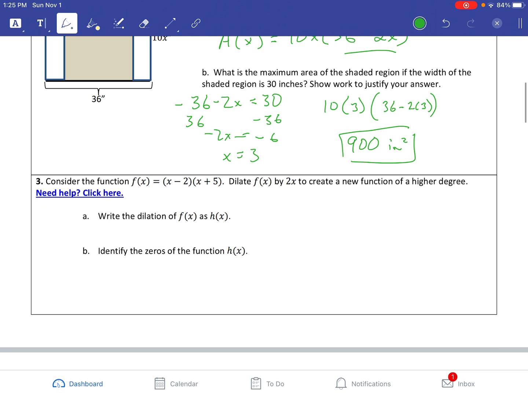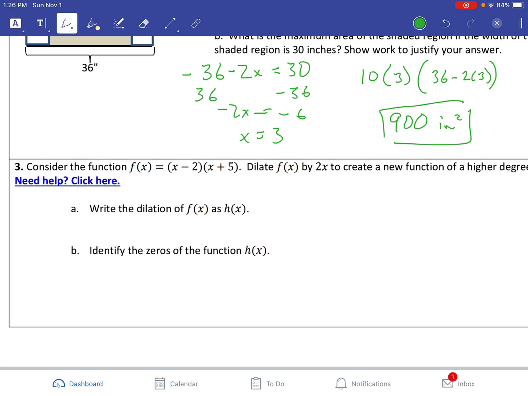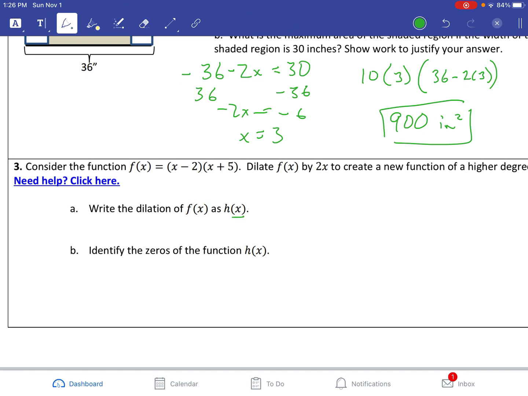Number 3, consider the function f of x equals x, quantity x minus 2, and x plus 5. Dilate f of x by 2x to create a new function. Okay? So if we're creating a new function, our new function is going to be called h of x. So we're going to write down h of x equals. We're dilating by 2x. All right? And all you got to do is put that right in front of what you've already got, x minus 2 and x plus 5. That is it.